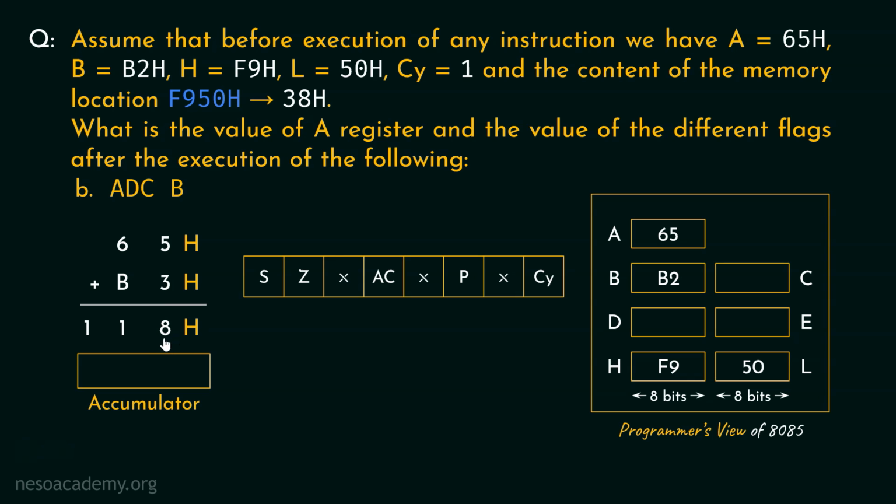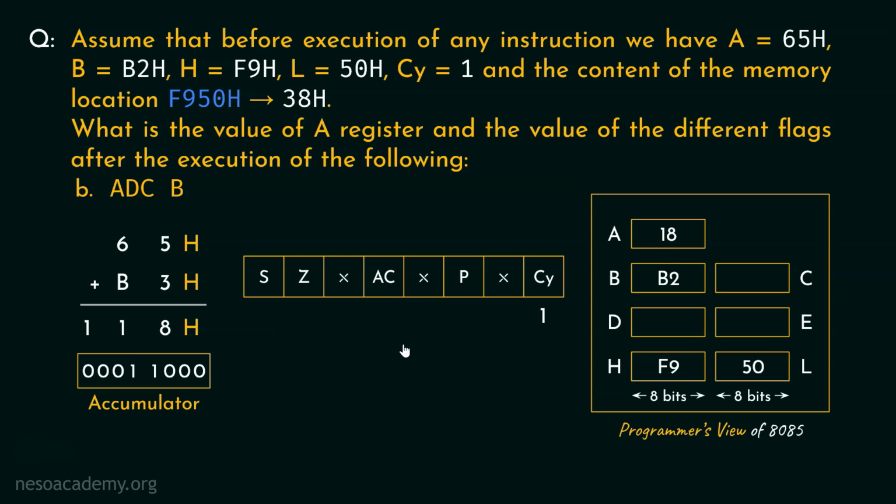Now the 4-bit binary of 8 is 1000 and the 4-bit binary of 1 is 0001. What about the carry? Well, it will set the carry flag to 1. So after the addition, within the accumulator register, the value 18 will be updated. So this is the content of the A register after the execution of ADC B.